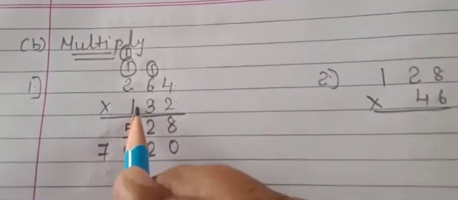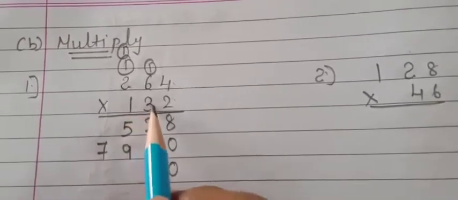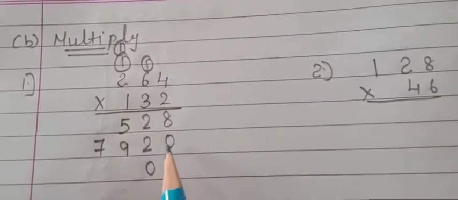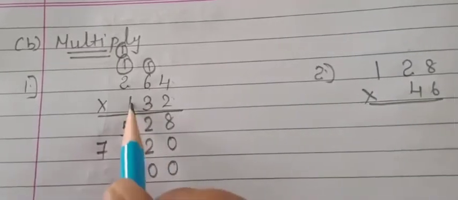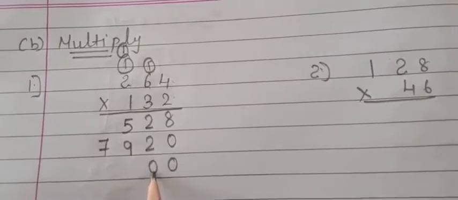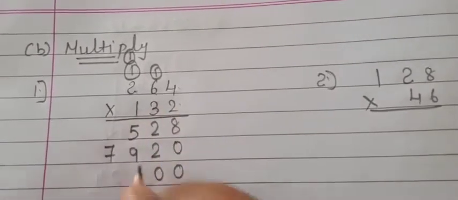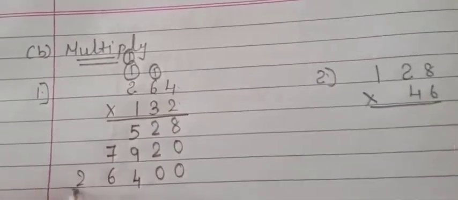Now we will multiply by 1. Before that we will write here 2 zeros. Whenever 3 digits are there, that time we have to write in first. When we are multiplying by the second digit, then first 0, then when we are multiplying by the third digit, at a time we will write 2 zeros. Now 1 4s are 4, then 1 6s are 6, then 1 2s are 2.